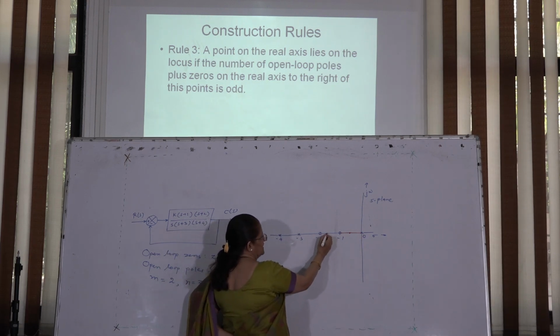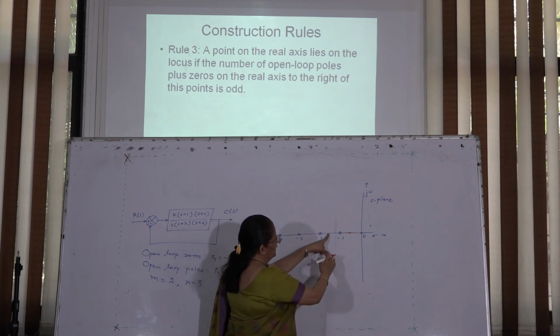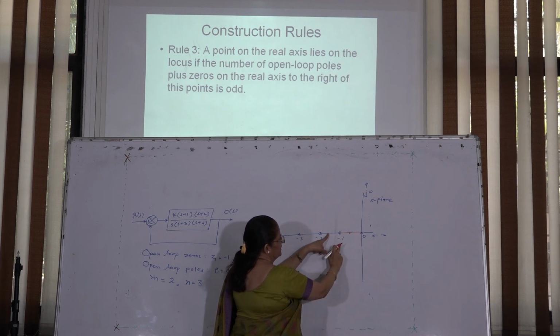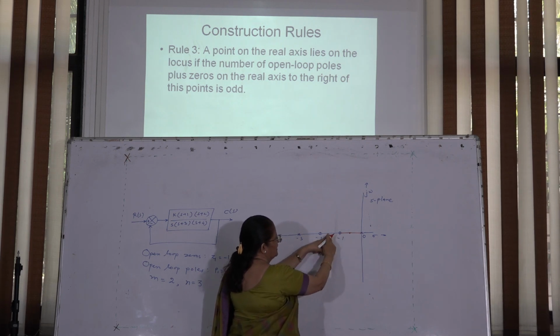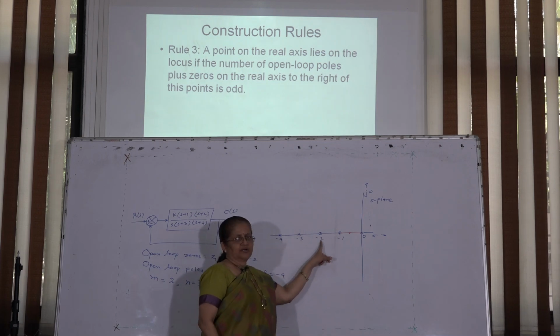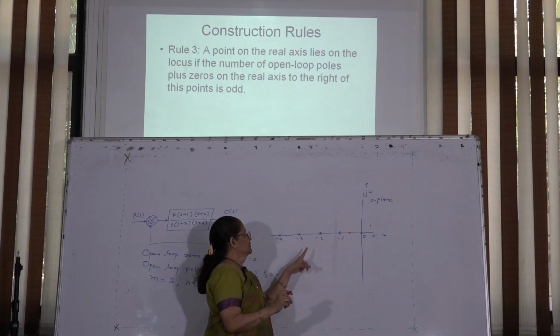Consider a point in between minus 2 to minus 1. Then how many are to the right side of this? 1 zero and 1 pole. So, it is even. So, this will not lie on the root locus, that is minus 1 to minus 2, that real axis part will not lie on the root locus.